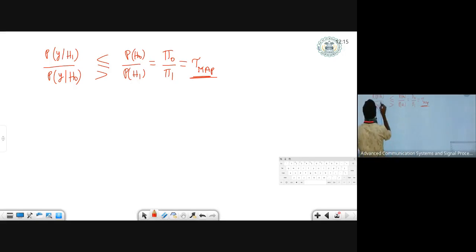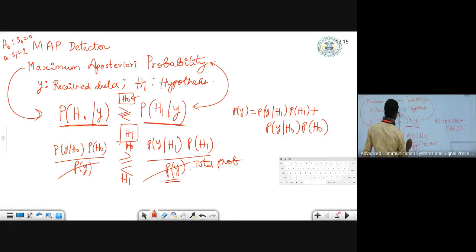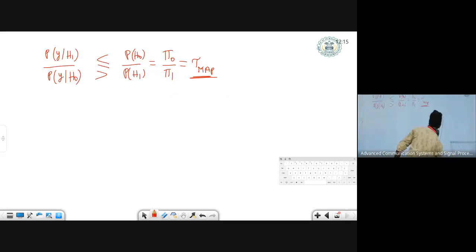If I look at probability of Y given H1, see what I should write. If you look at the previous slide, if probability of Y given H1 is smaller, then we will take the decision towards H naught, and if it is larger, we will take the decision towards H1. Now I am bringing this term over here. So whenever this term is greater, I'll take the decision towards H1. If you people have any problem, please let me know.